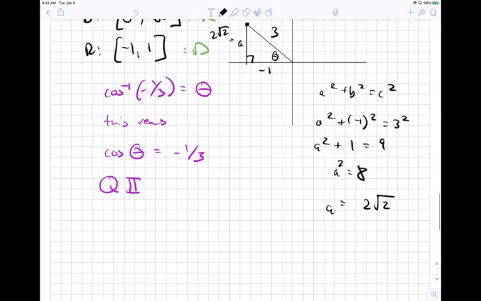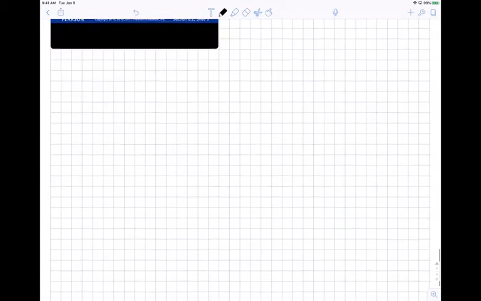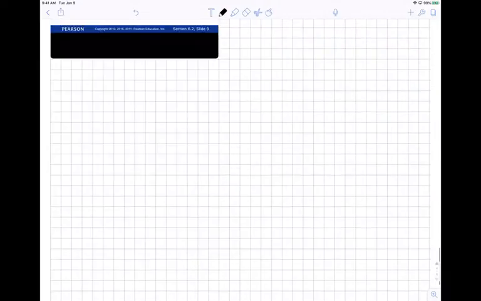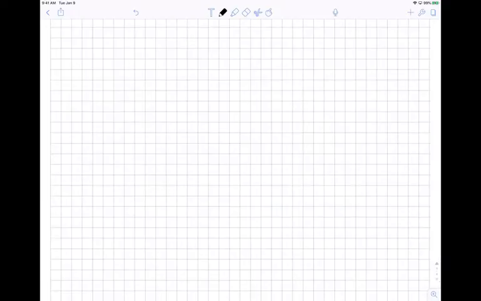Are we doing graphing here? I don't think we're doing graphing. Let's just look at it for right now. We're asked to find the exact value of inverse cosecant of -2. Let's give it a go.